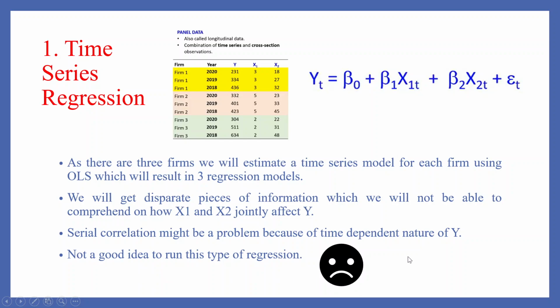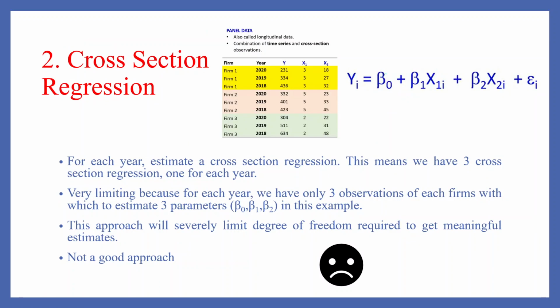Now let's proceed to another type of regression, which is cross section regression. When we run cross section regression on panel data, what can be a problem? For each year, estimate a cross section regression. This means we have three cross section regressions, one for each year. The equation is y_i equals beta 0 plus beta 1 x1_i plus beta 2 x2_i plus the error term.